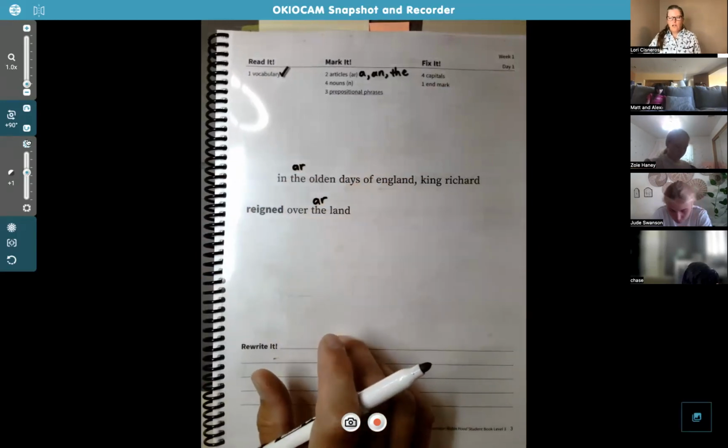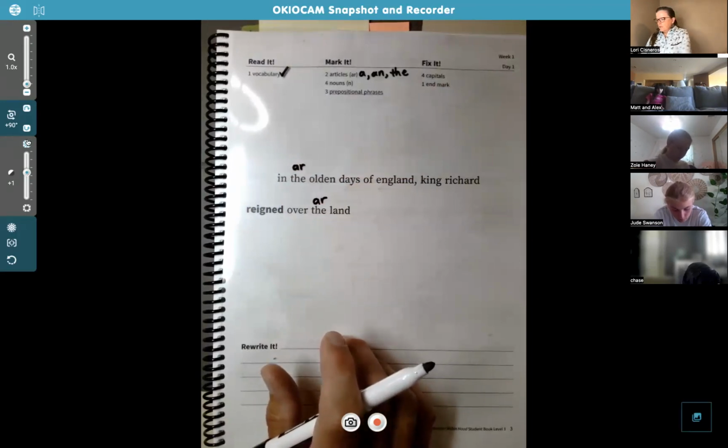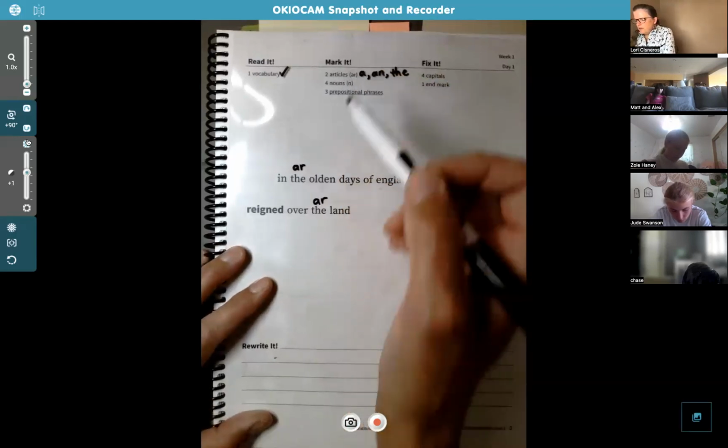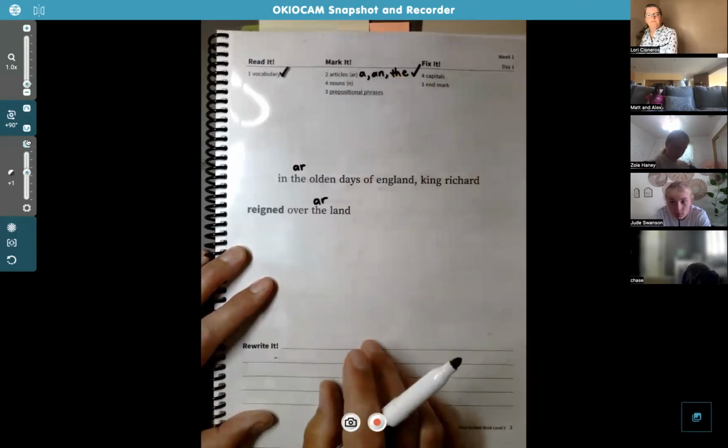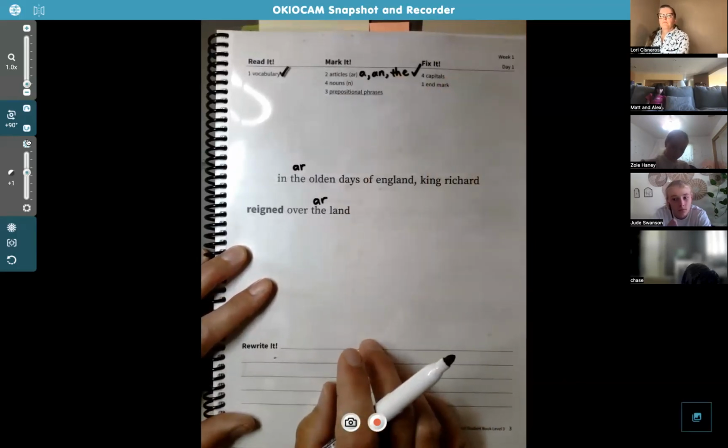It's like a scavenger hunt kind of, where we look for these words and then mark it. So it gives us a clue that there's only 2 and we mark it with AR, and we already did that. So we can put a check mark up here. Are you doing it, Alex, in your book?